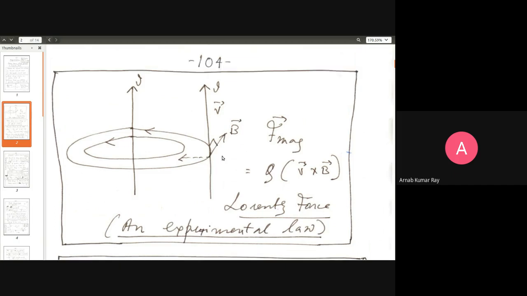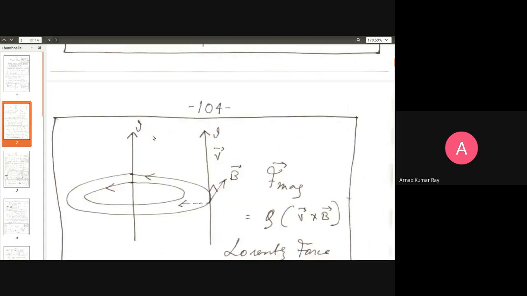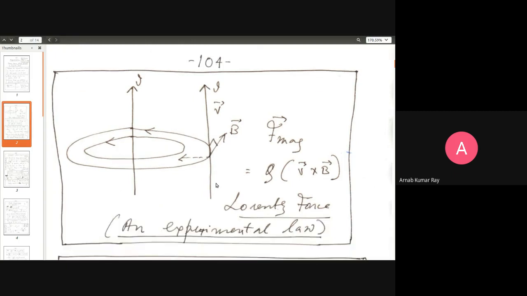So you can immediately see if two currents are parallel to each other, because of this magnetic field, there will be an attraction. A very important point. This will only happen if velocity V is non-zero. Otherwise, if you have a zero velocity, if you have a static charge over here, the static charge will not feel any kind of force.